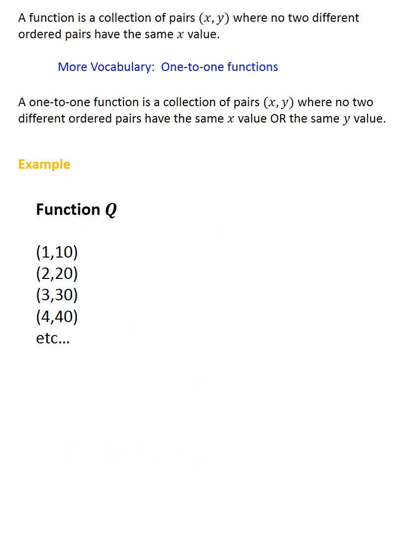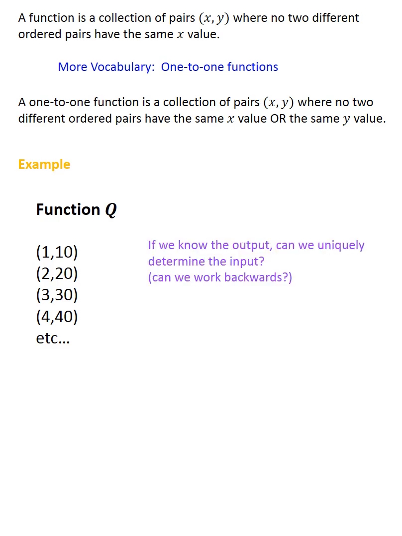Let's look at another example of a function and determine whether or not it's one-to-one. Here's the function q that we saw earlier in this video. If we know the output, can we uniquely determine the input or work backwards from that output? This is the question that ultimately will answer whether or not q is a one-to-one function. To consider this further, let's ponder the following example.